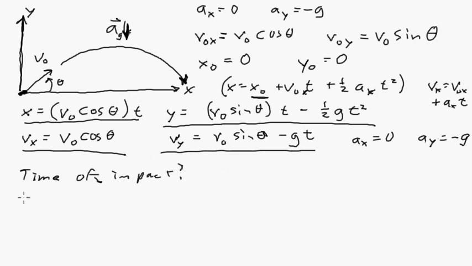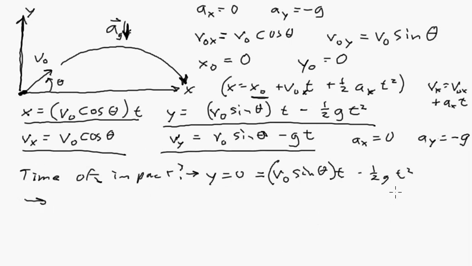So what's a condition that gives us impact? Well, that's when this thing hits the ground again, right? So y equals 0 is when that's true, y is equal to 0 again. So we can then plug that into our y position equation up here. So that's going to equal v naught sine theta times t minus 1/2 gt squared, and that all equals 0, right?